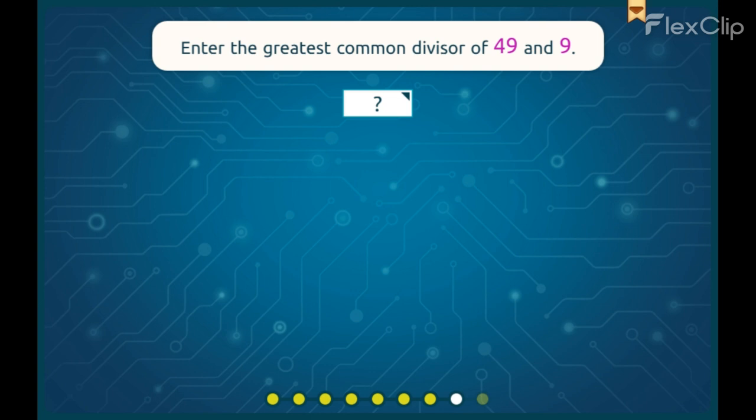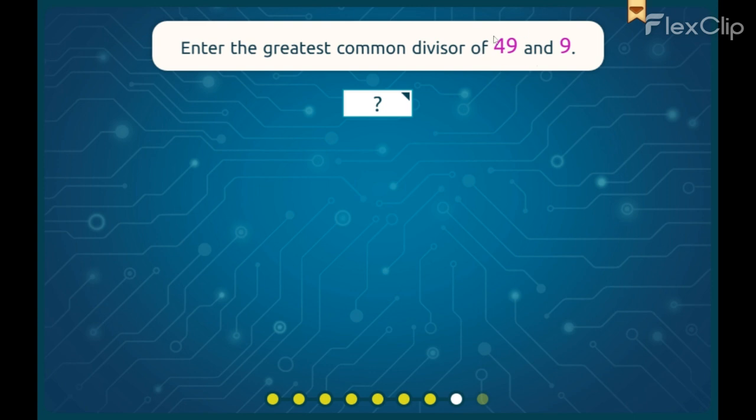And we're supposed to figure out the greatest common divisor of 49 and 9. Let's see, do they happen to have anything in common? 49 and 9. We are checking the divisibility rule for 9. 4 plus 9 is 13, and 13 is not a friend of 9. No way. It's not a prime number, because it's a perfect square, right? 7 times 7 gives us 49.